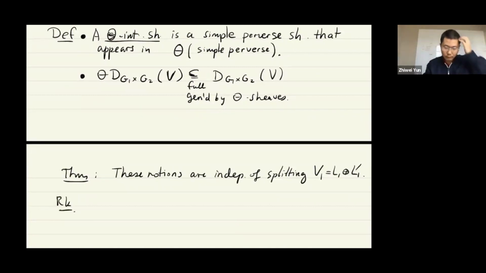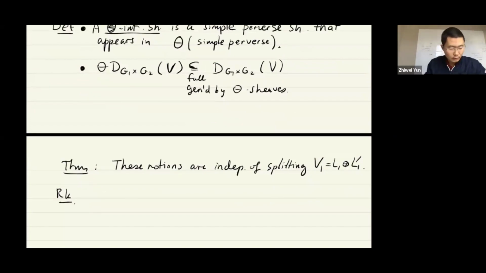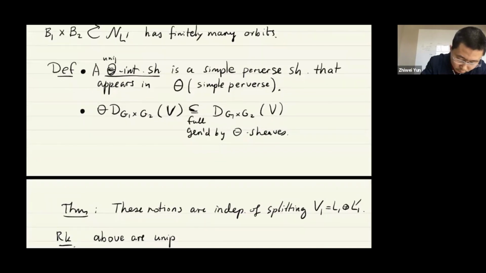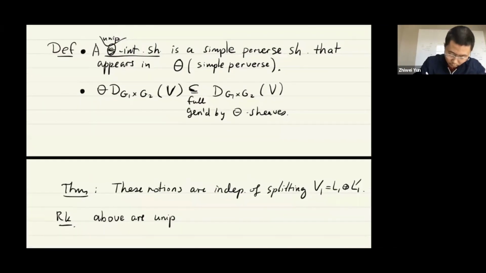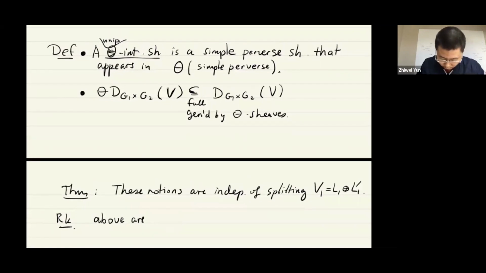So some remarks about this construction. What I did here is the analog of unipotent character sheaves. Yeah, I should say unipotent. So the above are analogs of unipotent character sheaves.